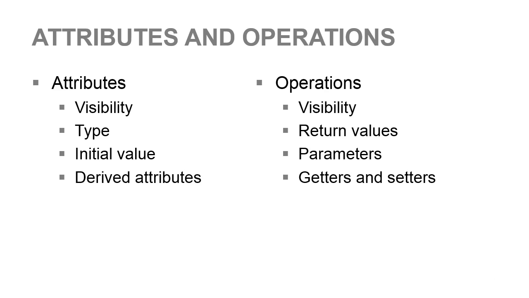In the next two movies, we're going to look at the way that attributes and operations of classes are represented in UML. We'll look at how they're displayed in compartments in the class, the visibility of both, types of attributes, return values and parameters, and derived attributes.